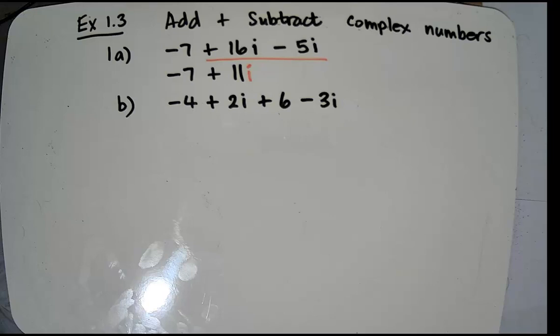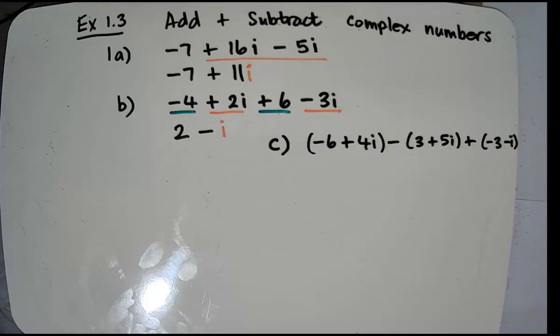First, we highlight those that are the like terms, and those are the real number part of the rectangular form. So that will be plus 6 minus 4, which will give us 2. Now we will look at the imaginary part. Those are also like terms. Minus 3 plus 2 will give us minus i. That's the final answer.